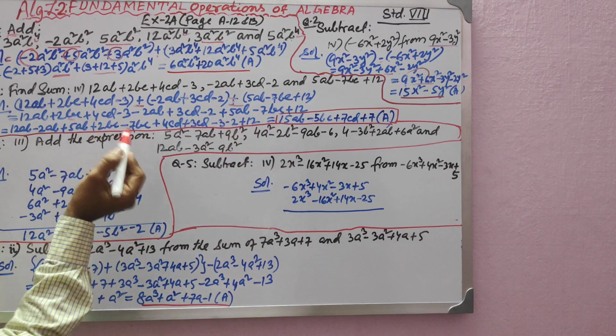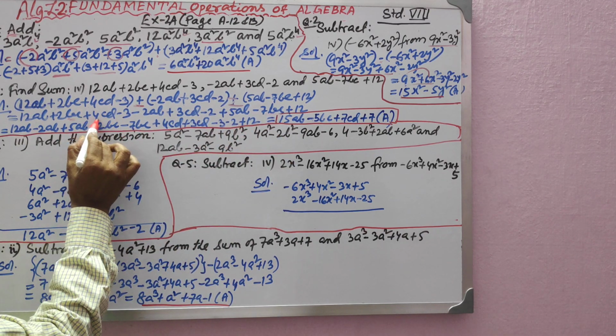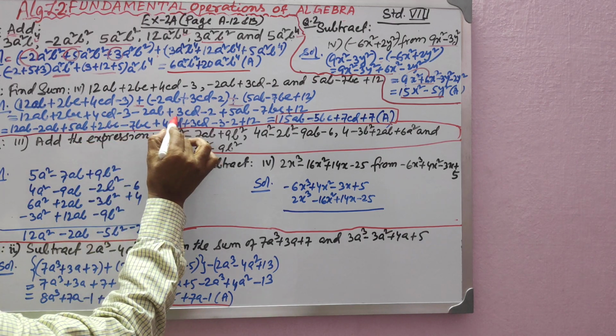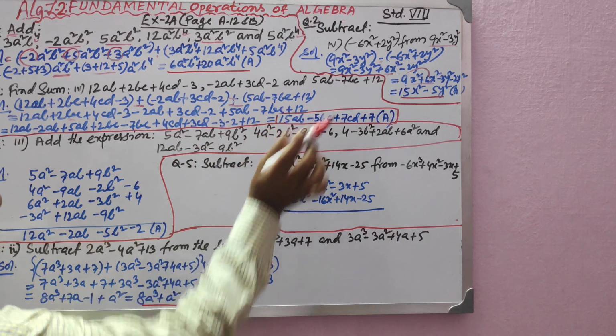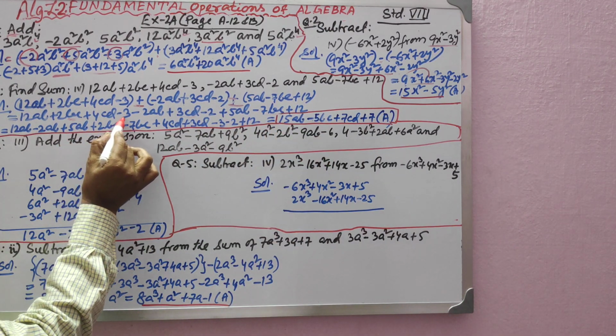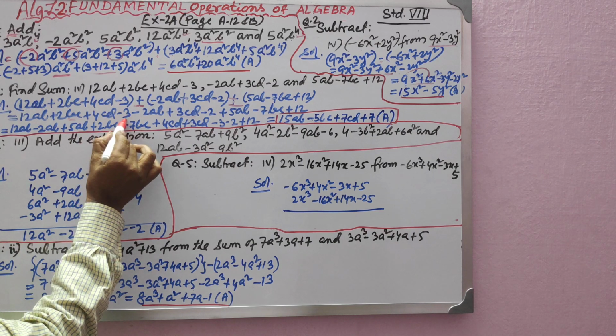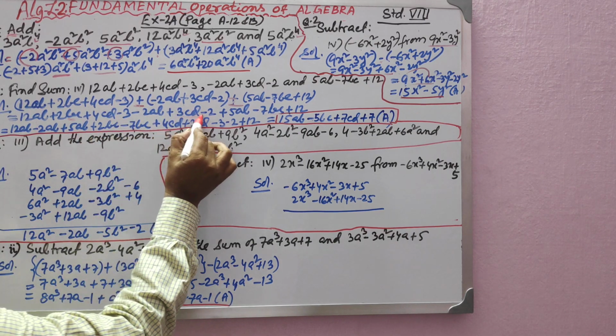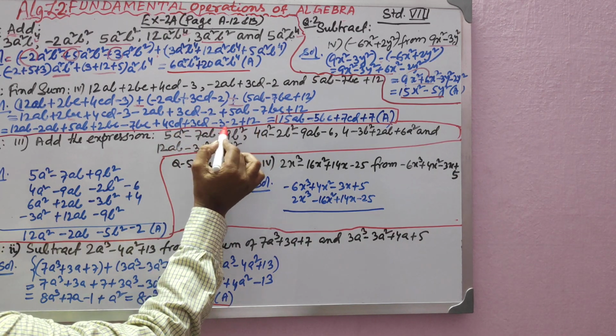Got it? Now CD you go. Here is plus 4 CD and then anywhere CD plus 3 CD. Is there any CD? No more CD. CD is also over. After that, number you go, constant term you go: minus 3, minus 2 and minus 7. That you have done it.